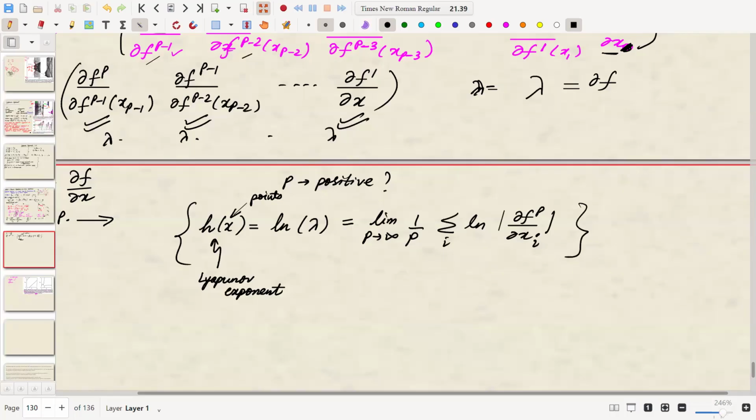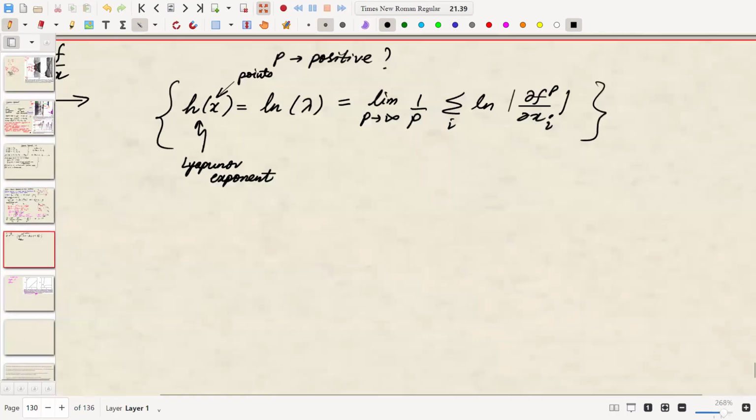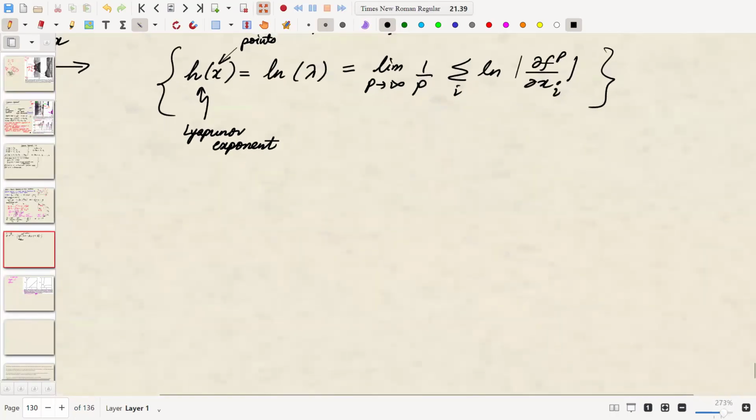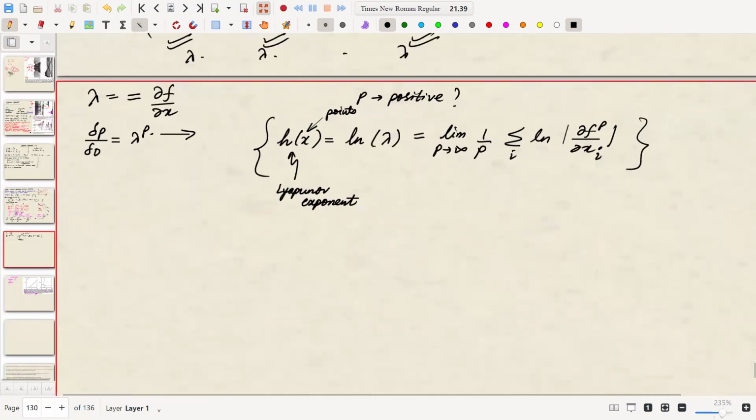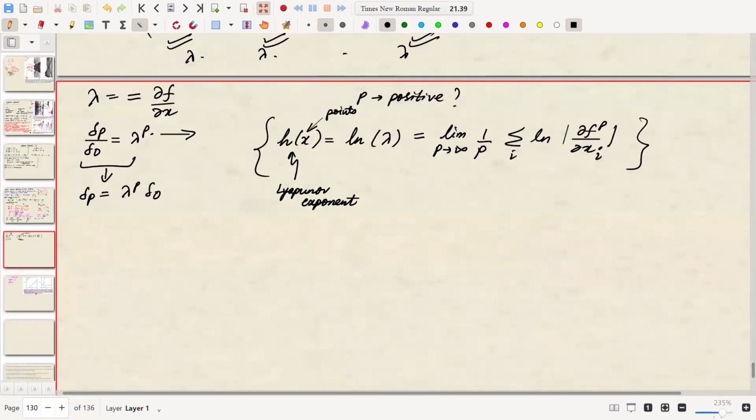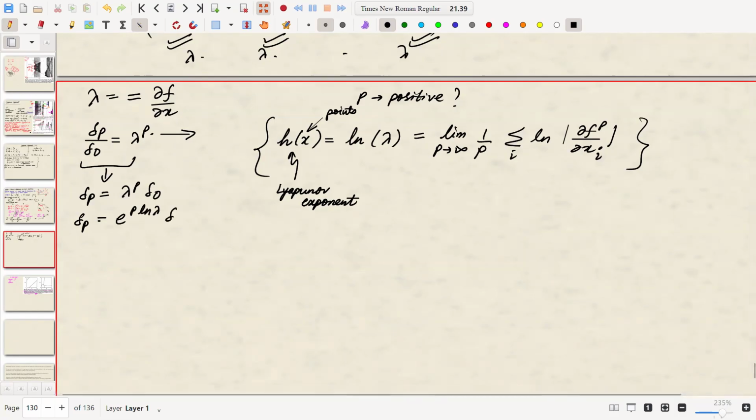So this is how the Lyapunov exponent is defined. Maybe we can take one example here. You can see that if you rewrite this, you get this, isn't it? Can you take ln on both sides? Like you can see delta p equals, can I write this as e to the power p ln lambda delta naught? Can I write like this? I can write. It's okay.